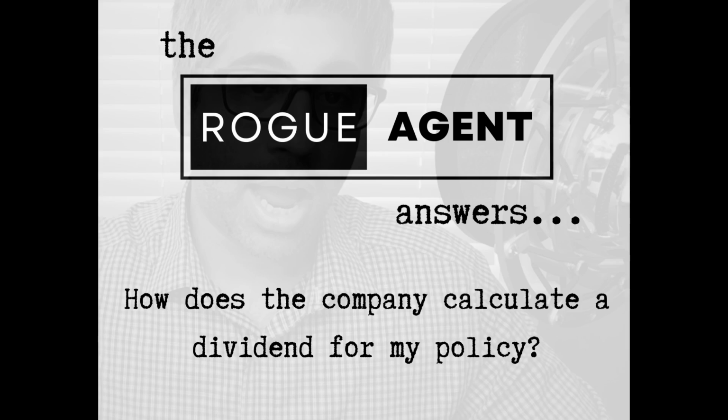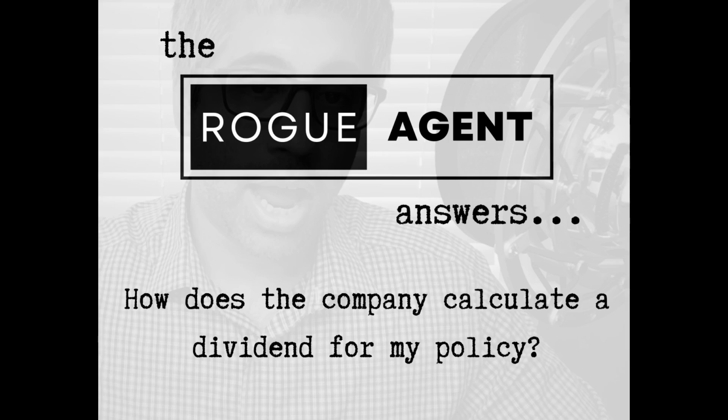How does the company calculate a dividend for my whole life policy? Simple question, complex answer. I have covered this on the blog in extensive detail, but I will try to do that here also. I'll start with a shorter version first and then go a little bit deeper. The shorter version is that your insurance company collects premiums from you, subtracts out the mortality and operational expenses associated with your policy, and then adds back in the dividend interest rate, or really the guaranteed rate, and any M&E credits that are due on the policy.